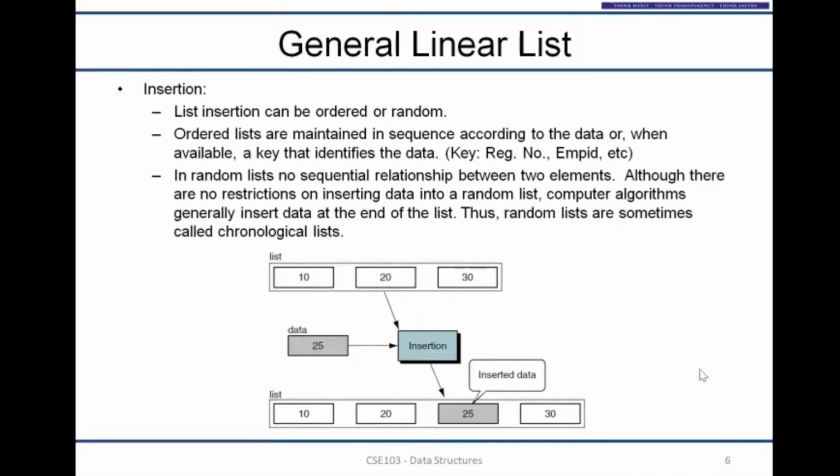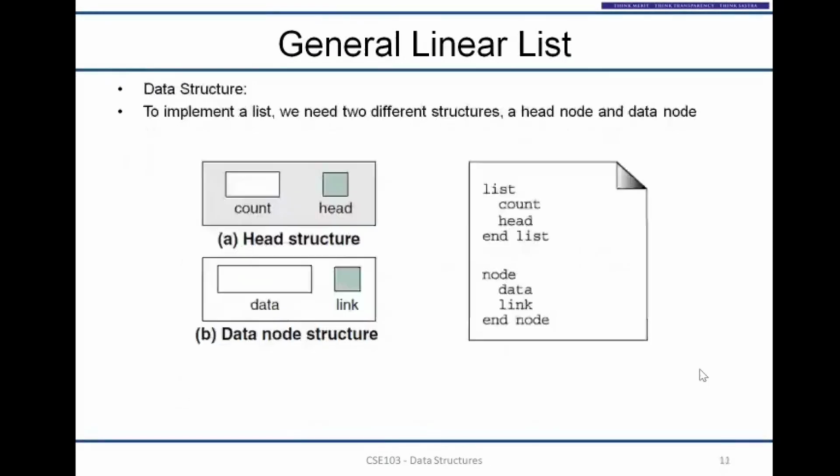Data and address will be there. This is called one single node. Like that, we will create n number of nodes and store each node's address in its previous node. Here we will follow two data structures. What are the two data structures? Head structure and data node structure.